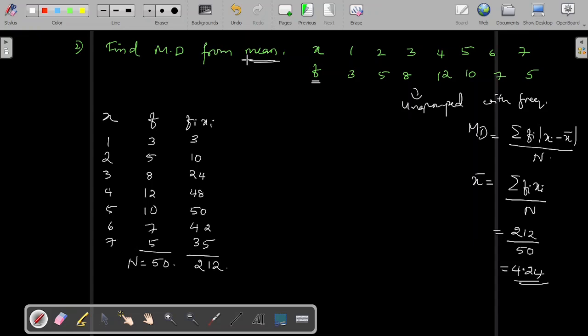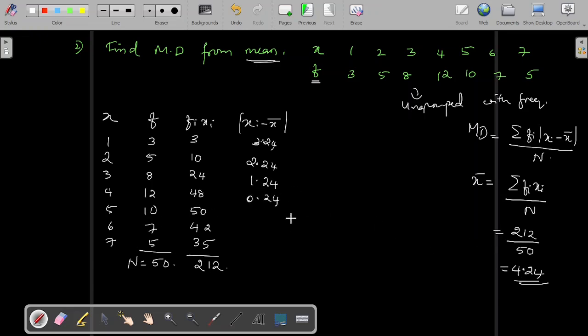Now we have to find out the deviation of every data point from this mean, that is xi minus x bar. Later we have to take its modulus, or else in the single step only you can take its modulus. That means though you get the negative value, you write it as positive. So 1 minus 4.24 gives you minus 3.24, but I'll directly write 3.24. Similarly, 2 minus 4.24, 2.24. Next, 3 minus 4.24, 1.24. Then 4 minus 4.24, 0.24.